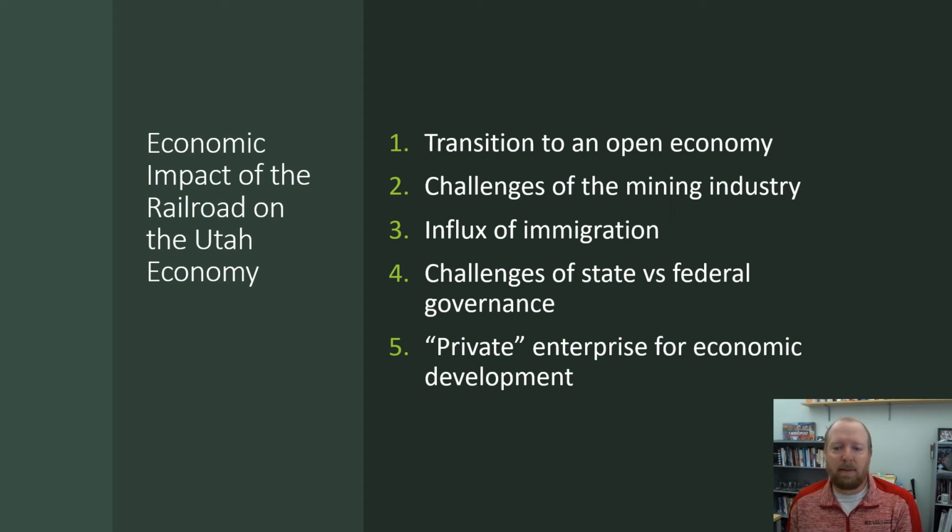The third is the influx of immigration. One of the reasons why Brigham Young was behind support of the railroad was because it would bring immigrants to Utah. But it also brought a lot more than just Mormon immigrants to Utah, and it created a large influx of immigrants coming to the community, which really changed the type of economy that it was because the economy was growing in size. The other thing that was a major challenge was state versus federal governance.